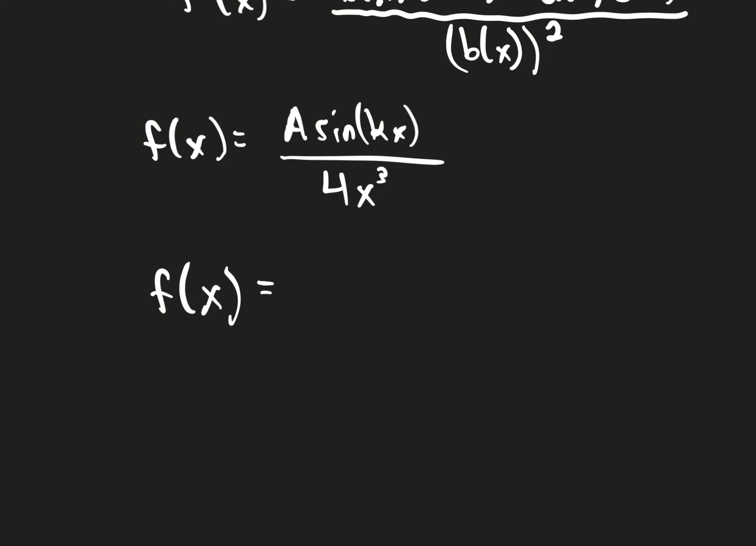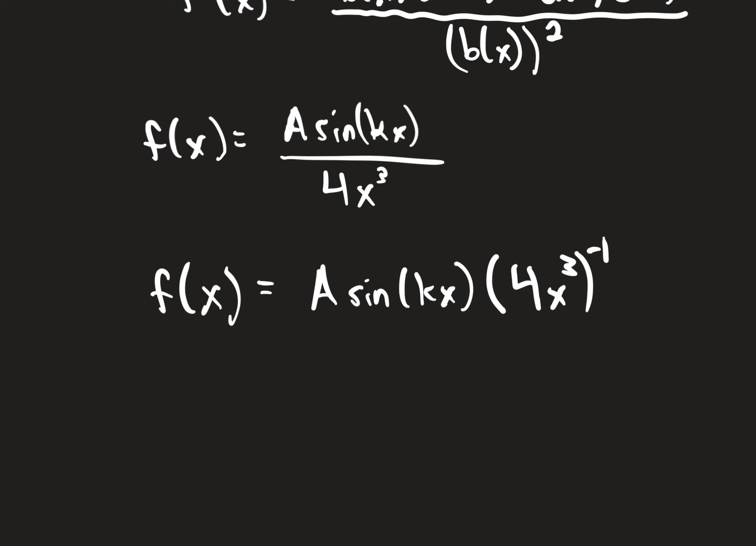F of x. I'm telling you, the 3 guys in India that watch my videos are really going to enjoy this. A times sine of kx. And then anything that's in the denominator, if I raise it to the -1 power, I can bring it up top. So if I write it like this, times 4x cubed to the -1, I've done it. I've rewritten this as a product now.